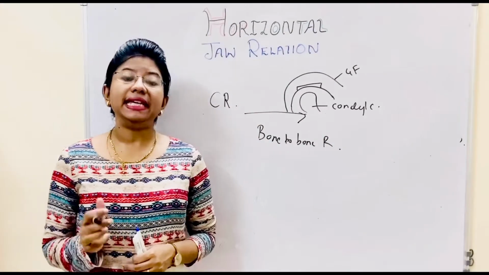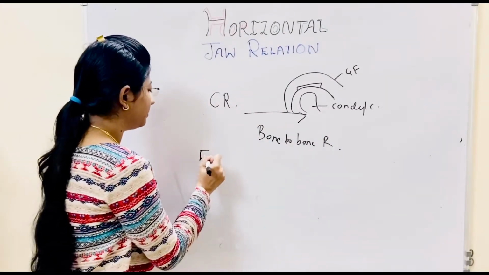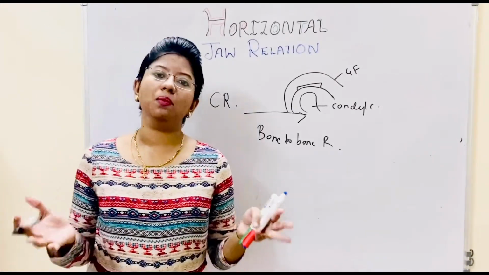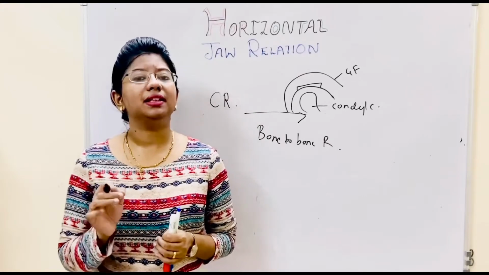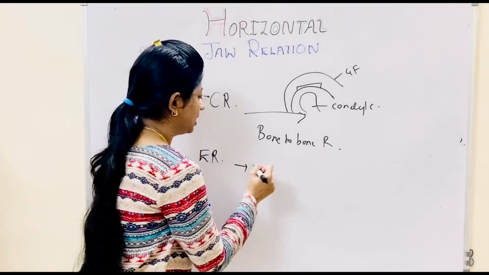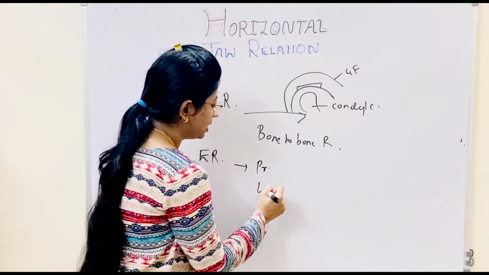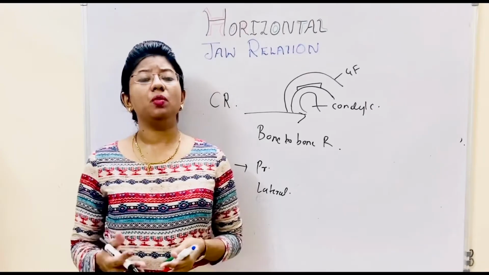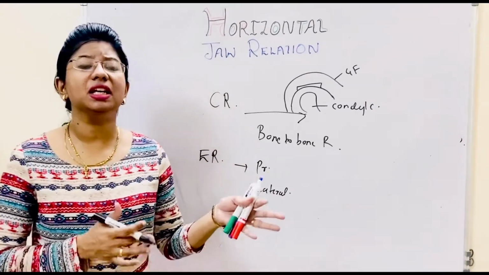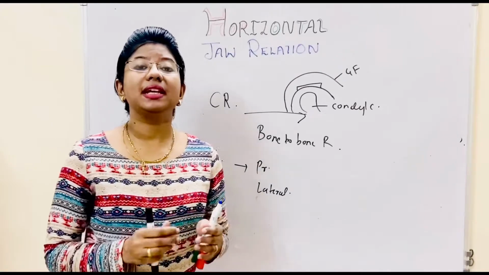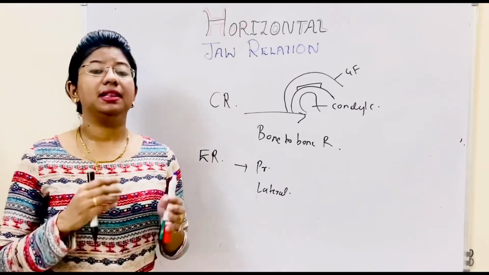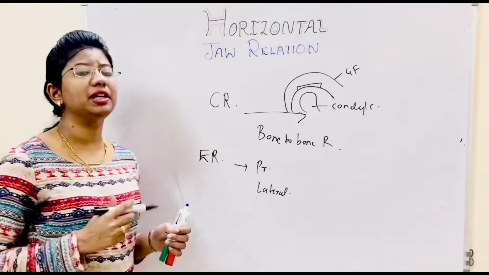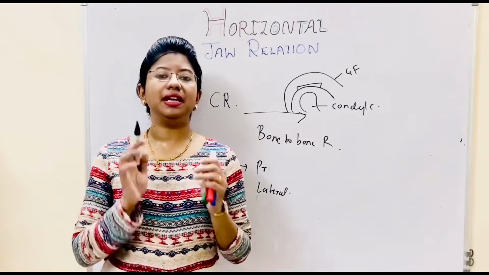And what do you mean by eccentric relation? Basically, eccentric relation is other than centric, which is the answer given by most students. So what do you mean by other than centric? That is the protrusion or the lateral movements, or you can say the side to side movements. The movements occurring while chewing or any other movements, like protrusion of the mandible and lateral movement of the mandible, are the eccentric relation. So in the horizontal relation, we are going to record the centric relation.